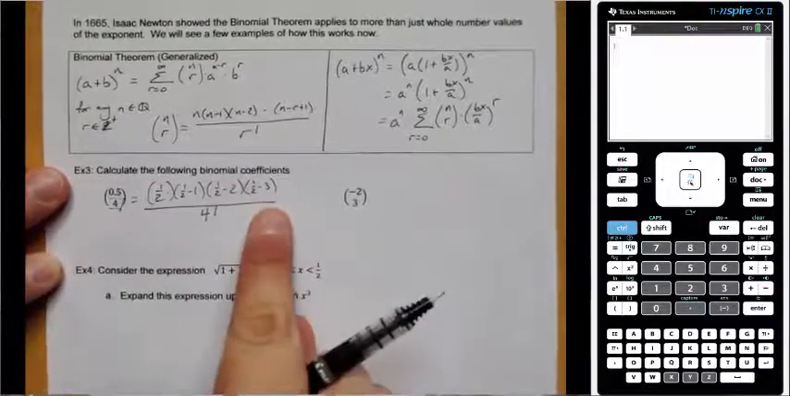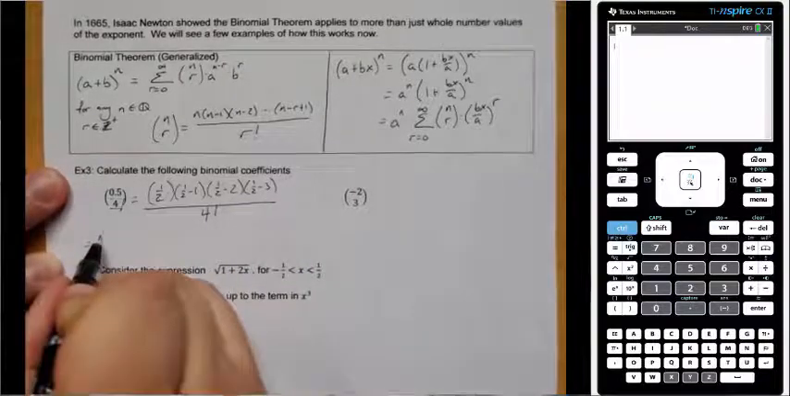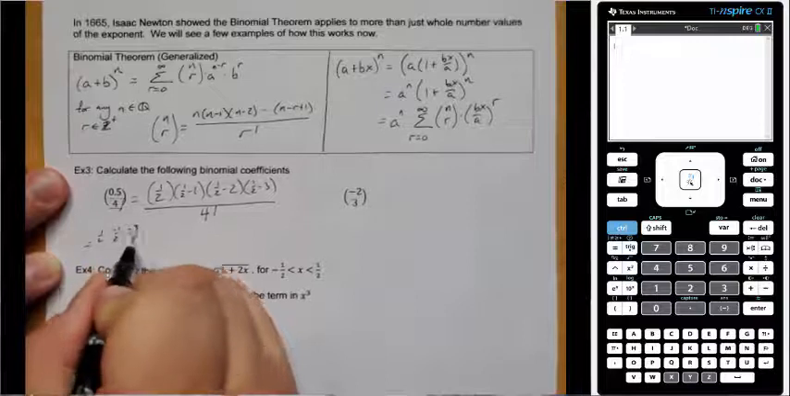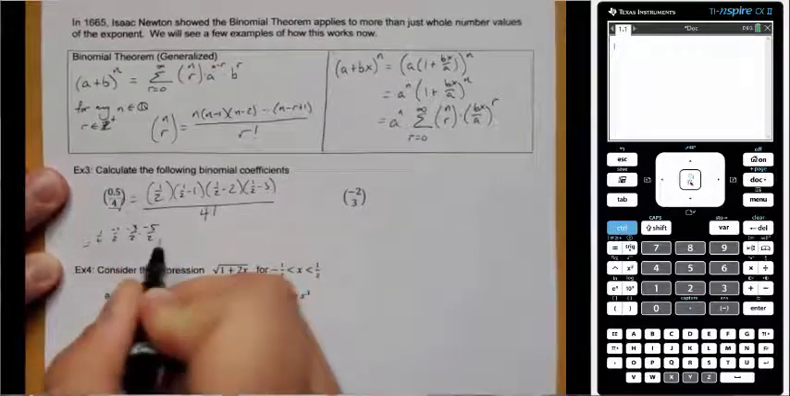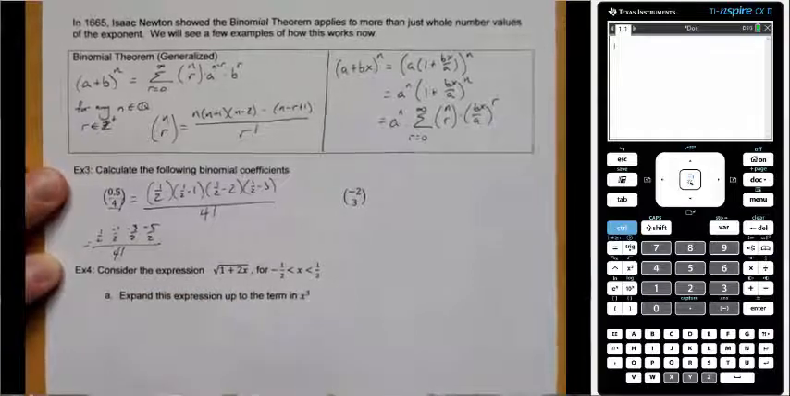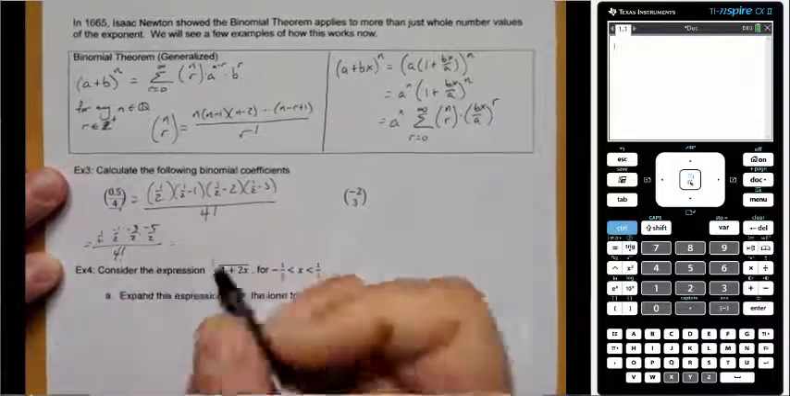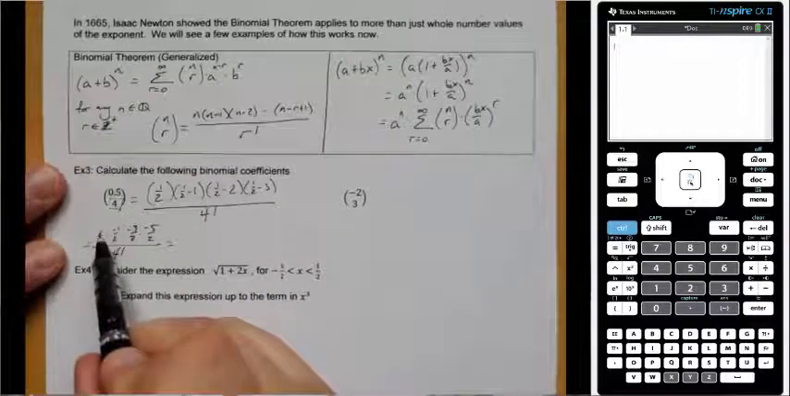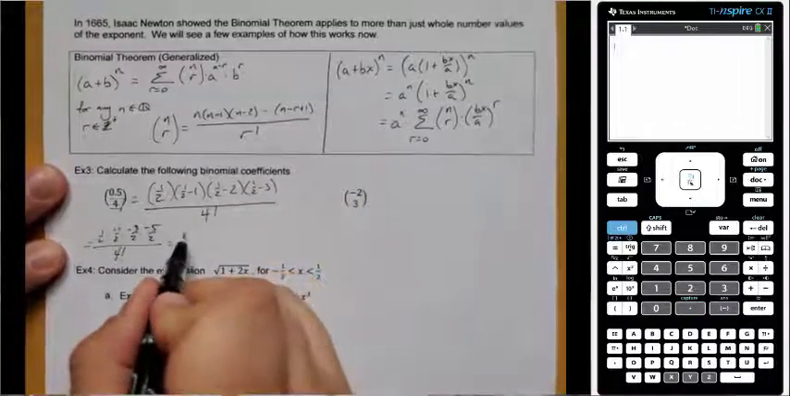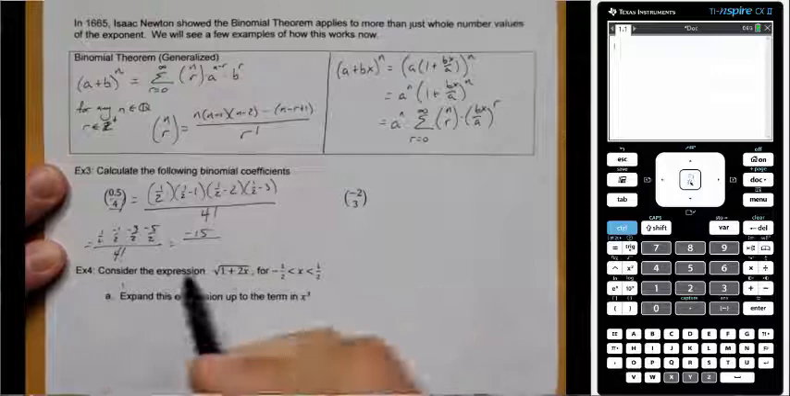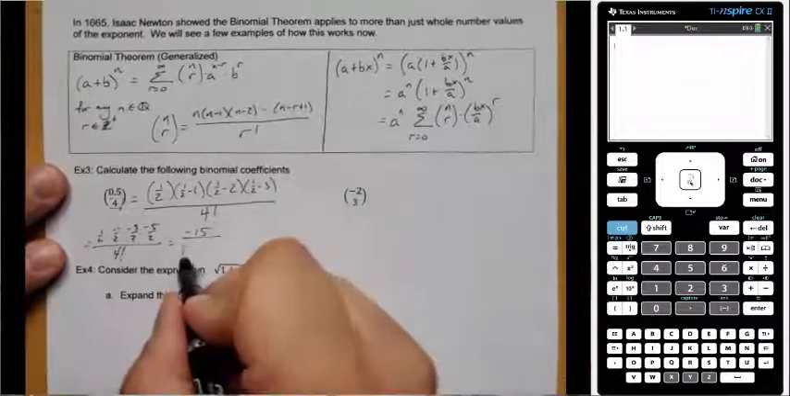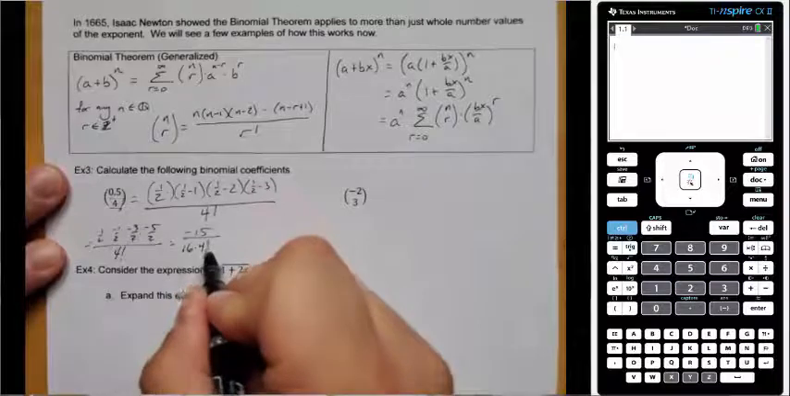So I can compute this. This is half times minus a half times minus 3 halves times minus 5 halves, all divided by 4 factorial. Let's see, this is 1 times minus 1 times minus 3 times minus 5, which is minus 15, over 2 times 2 times 2 times 2 times 4 factorial, which is 16 times 4 factorial.